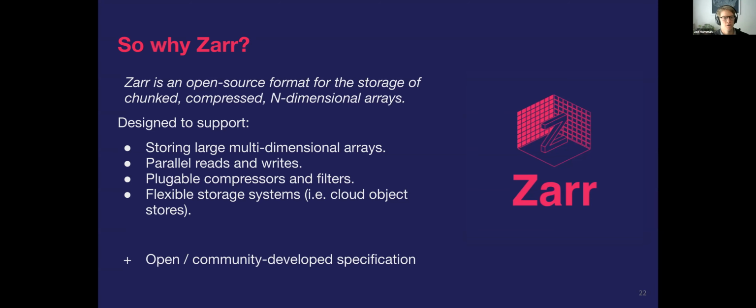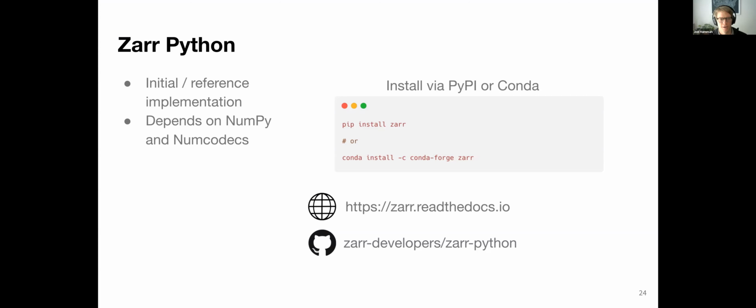Okay, so the focus will be on Zarr Python for now. We'll come back to other languages in a bit. Zarr Python was the initial implementation, and it has really become the reference implementation of the Zarr specification. It depends on NumPy, which is a very widely used numeric computing library, and a library called Numcodecs, which is also developed by the Zarr developer team. It's easy to install. Here are the documentation, websites, and the GitHub page to go find more.